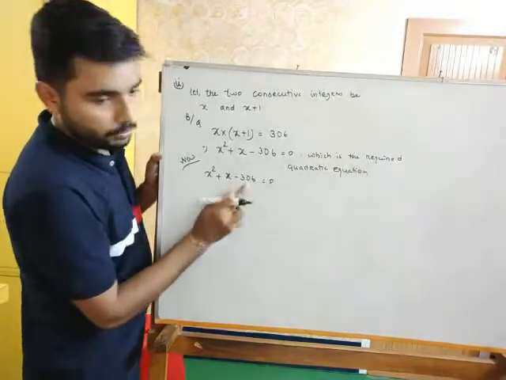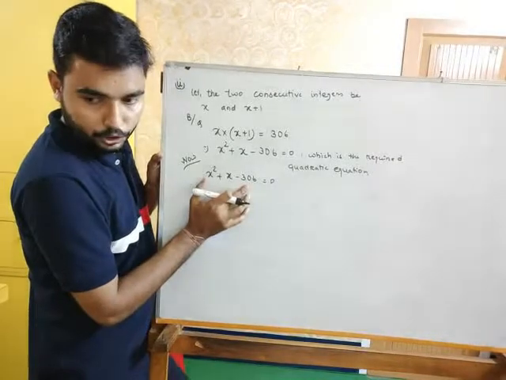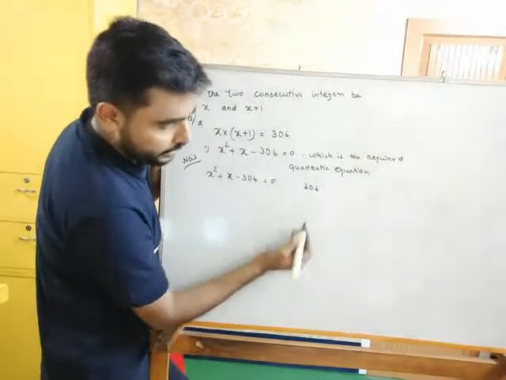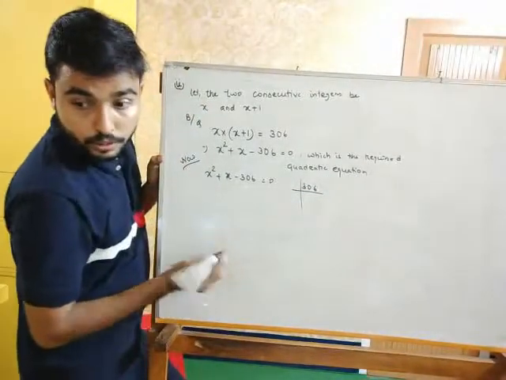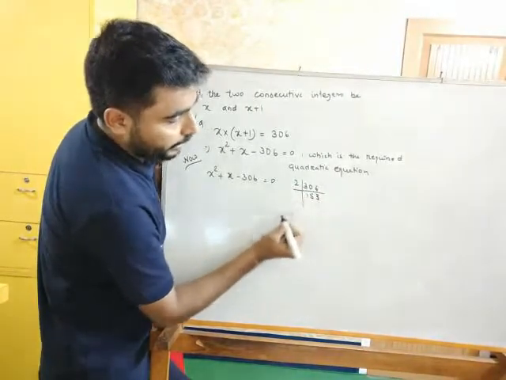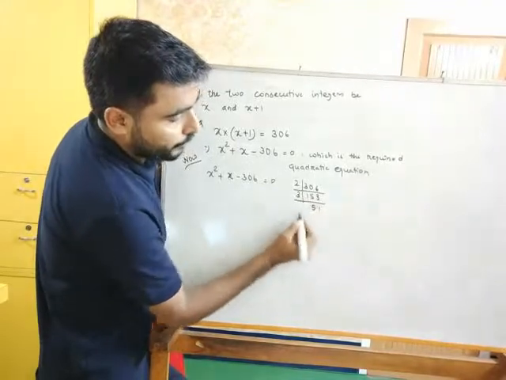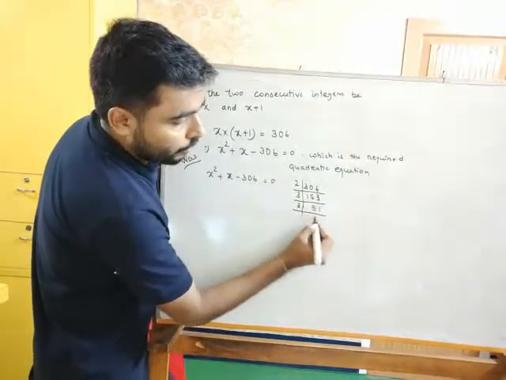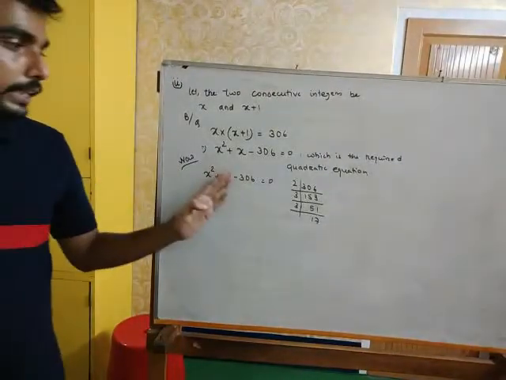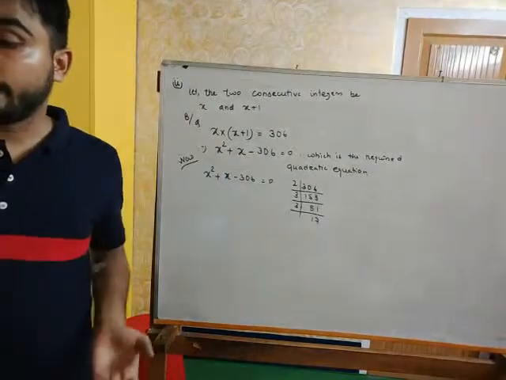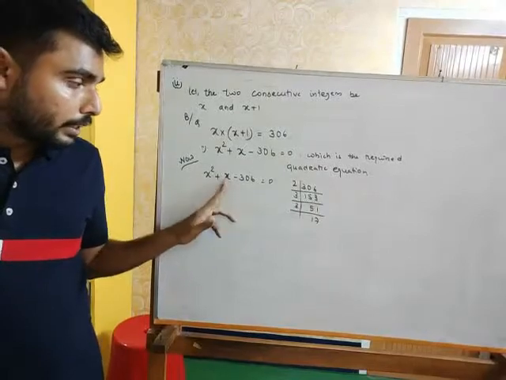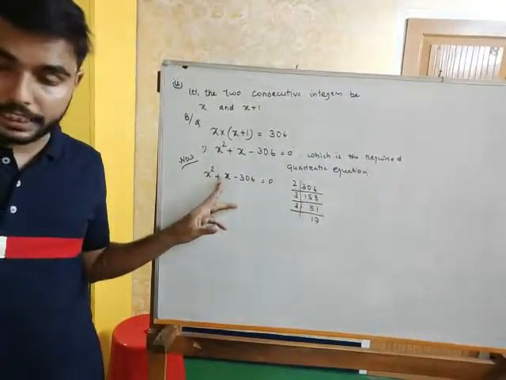So now what is the constant term? Constant term is 306, and what is the coefficient of x square? Coefficient of x square is 1. So 306 into 1 is 306. We need to find the factors of 306. So in the table of 2, 153 times. Okay, in the table of 3, 51 times. In the table of 3, 17 times. Okay, what do we need to do? I need to find the factors of 306 such that I subtract two factors of 306 and I get what? 1. Split the middle term. What is the coefficient of the middle term? It is 1.